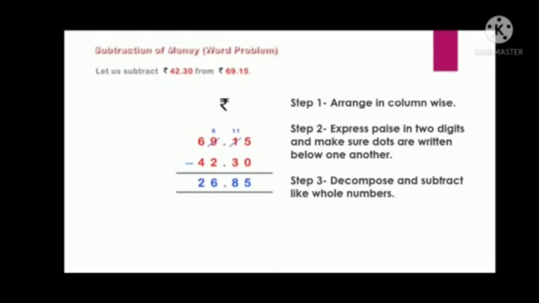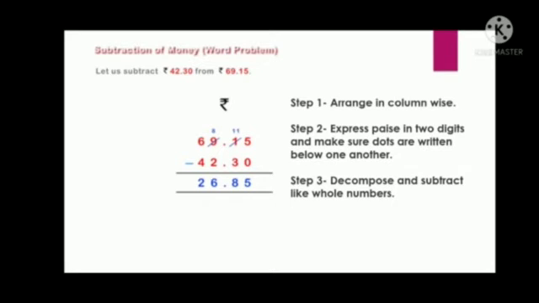Step 3 is decompose and subtract like a whole number. It means after writing the numbers in column wise, and by making sure that the dots are written below each other, we just have to forget about the dots and subtract the numbers as the simple subtraction of the numbers. So we start subtracting from the right side again.